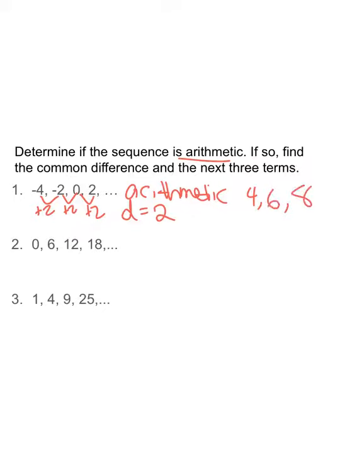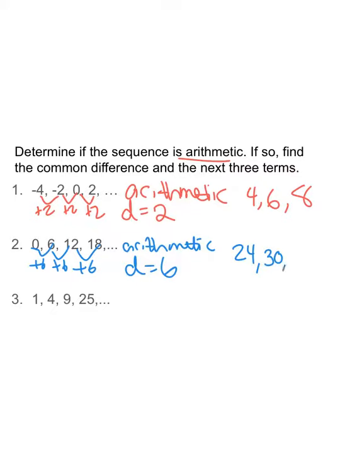So our second example, we have 0, 6, 12, and 16. So I see that it is going by +6, and then again +6, and then again +6. And so yes, it's arithmetic. My common difference, or lowercase d, would be 6. And then my next three terms would be 24, 30, and 36.